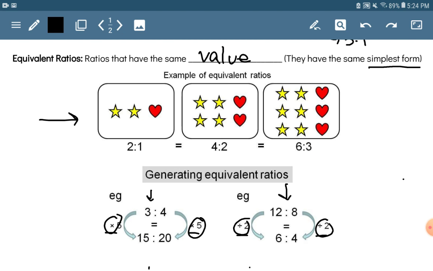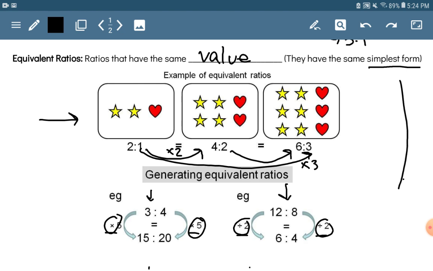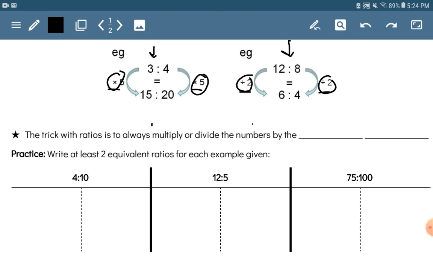So the reason that picture at the top is equivalent, to turn a 2 to 1 into a 4 to 2, we could multiply by 2. To turn a 4 to 2 into 6 to 3, that one's not as obvious. We could multiply by 1.5, but we could also go from this 2 to 1 to 6 to 3 by multiplying by 3. Okay? So again, the key here when we are trying to generate equivalent ratios is we need to always multiply or divide the numbers by the same value.